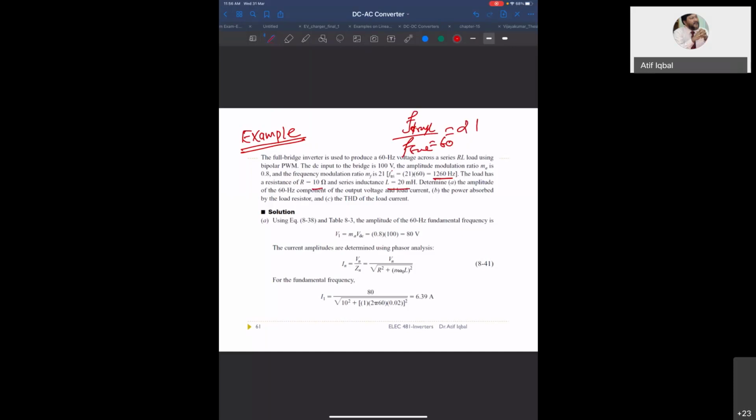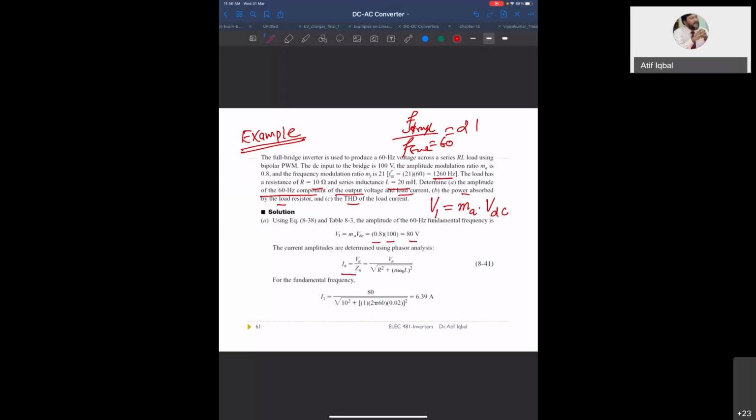The load has a resistance of 10 ohm and inductance of 20 millihenry. Determine the amplitude of the 60 Hertz component of the output voltage, meaning the fundamental component, the fundamental component of the output current, then the power absorbed, and the total harmonic distortion. The fundamental output is ma times VDC, so it is 0.8 times 100, which is 80 volts.